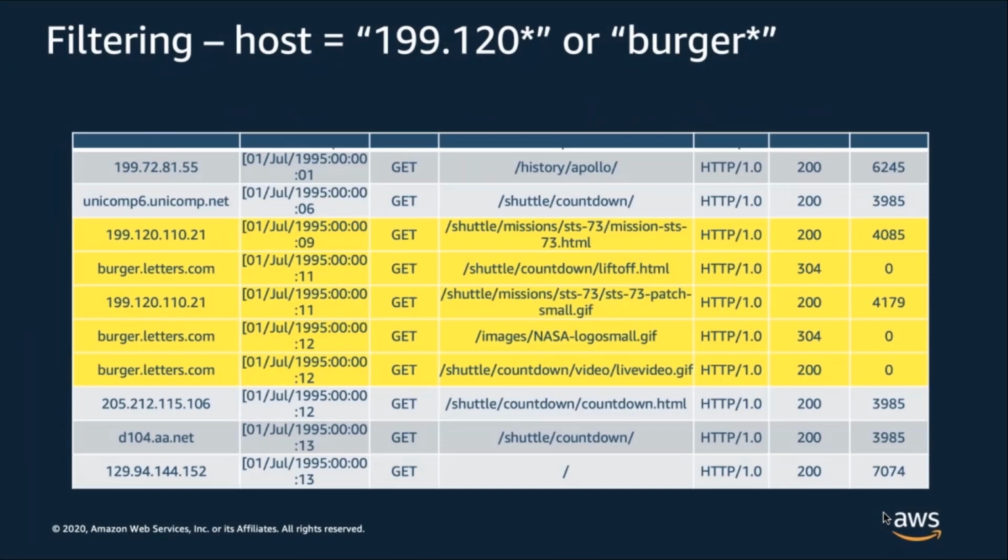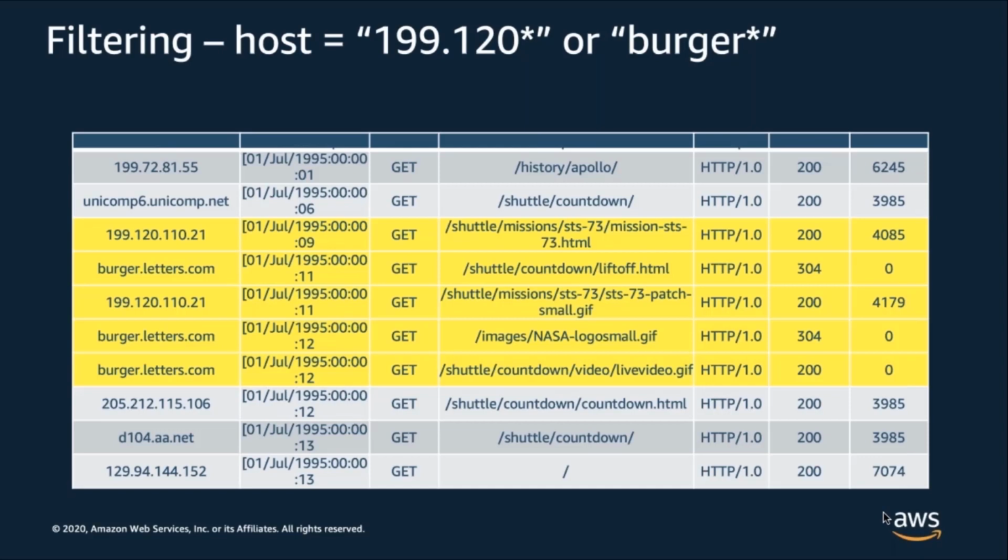So aggregations themselves are quite a powerful tool with Elasticsearch. As I am using it, I can both filter down my data, so I can issue a query like host is 199.120.* or burger*. I have an example Apache weblog here, which is a NASA public data set of Apache weblogs from a long time ago, July 1995. But it serves as a useful tool for illustrative purposes.